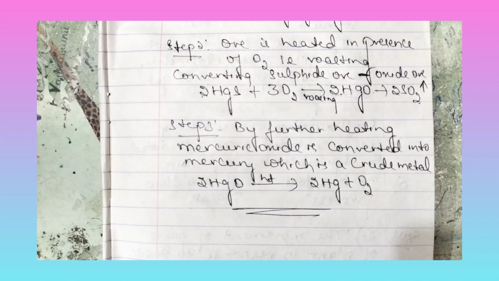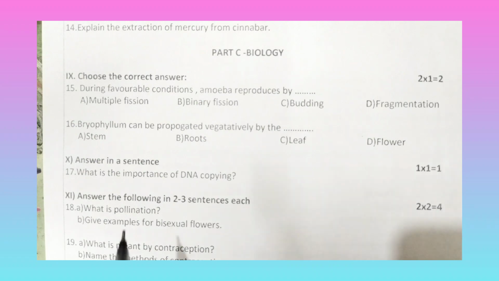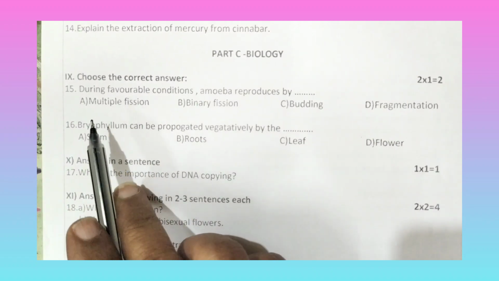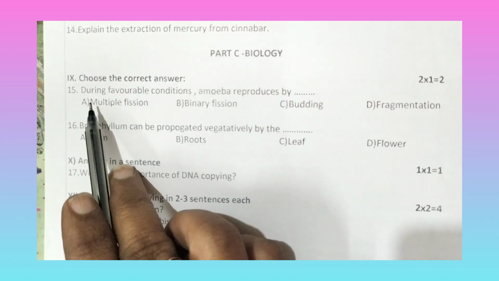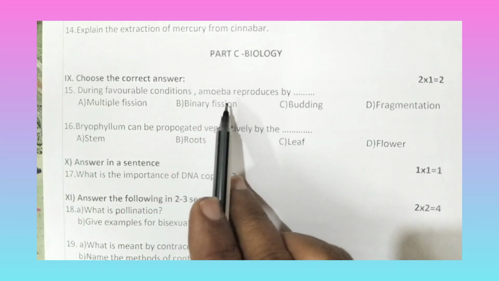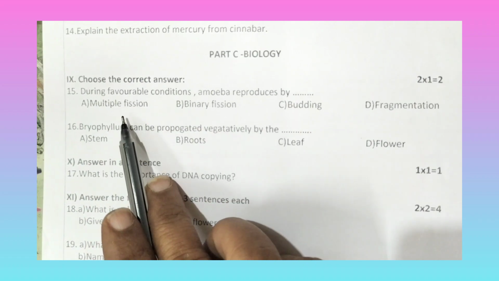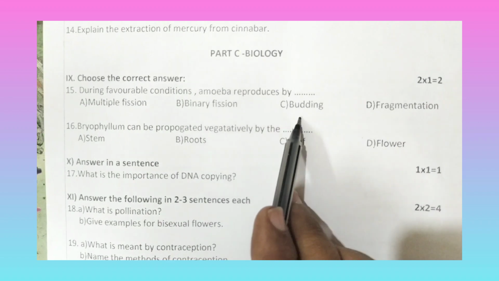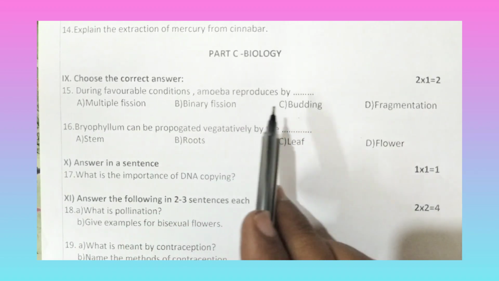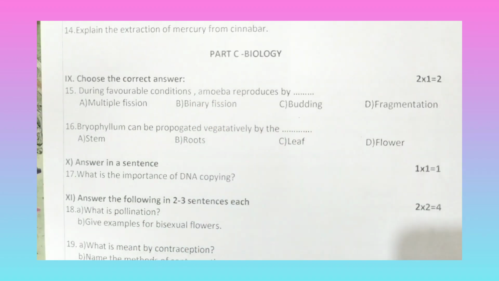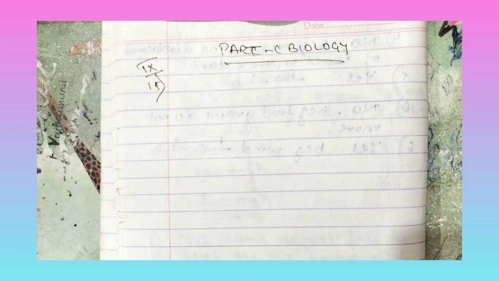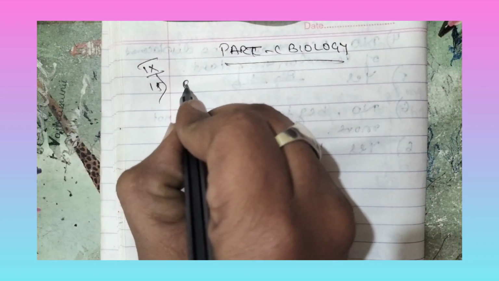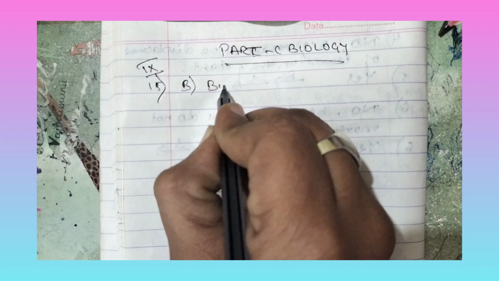Now let us move to part C, biology. So now let us move to question number 15. During favorable conditions, amoeba reproduces by multiple fission, binary fission, budding, or fragmentation. Among these 4, the right answer is binary fission. So the 15th one, option B, binary fission.